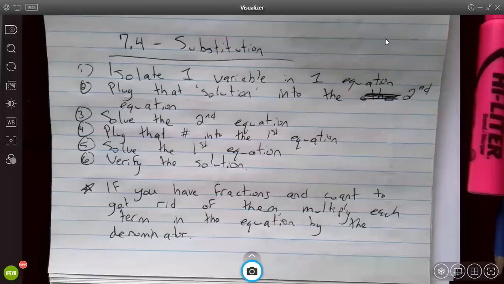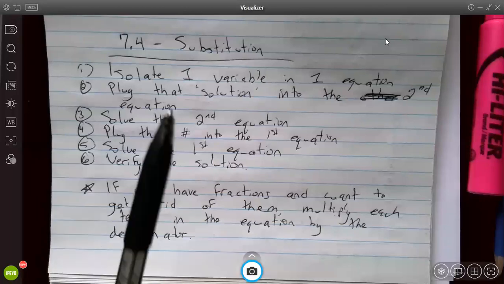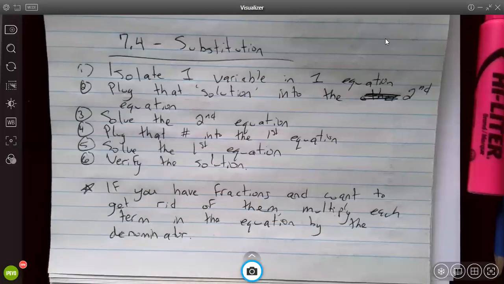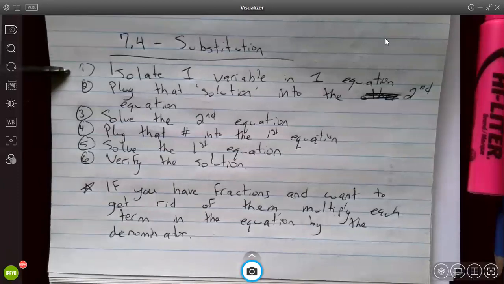Okay, so these are the steps to substitution. First, you want to isolate one of the variables in one of the equations. Sometimes the equation will be given to you with one of the variables already isolated, but if not, that is the first step. Just so you know, it doesn't matter which variable you isolate. So you don't have to get it into y equals mx plus b form where the y is by itself. You could get the x by itself if you wanted.